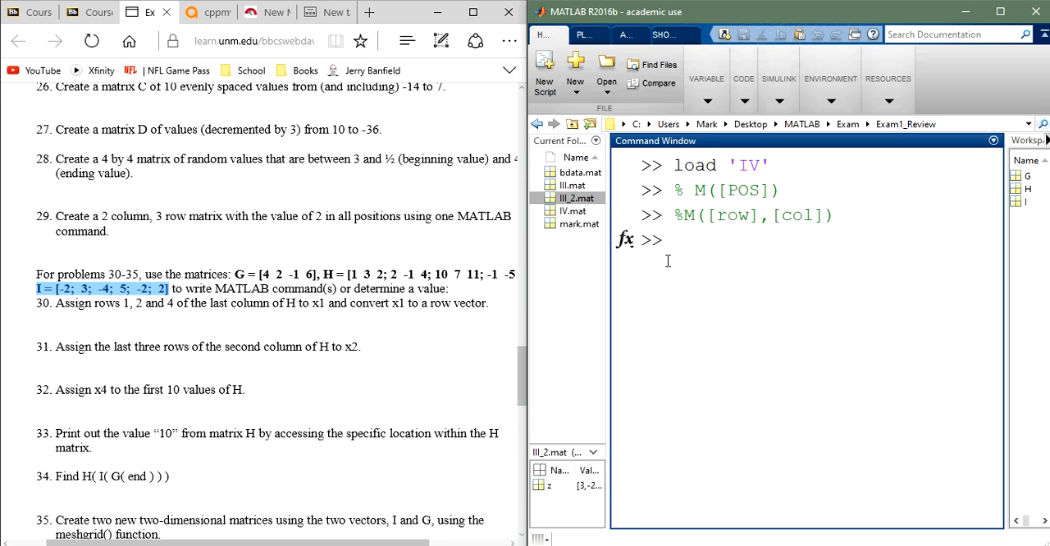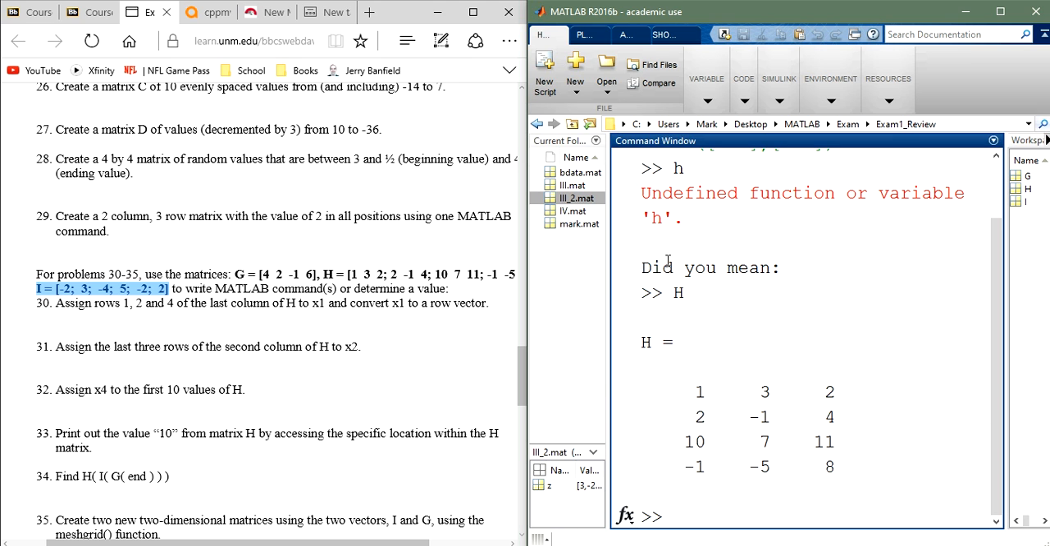So assign rows 1, 2, and 4 of the last column of H to x1 and convert x1 to a row vector. So let's see what H is. Assign rows 1, 2, and 4. So these first two, and then this one, of the last column of H. Oh, so he's saying 2, 4, and 8 to x1 and convert x1 to a row vector.